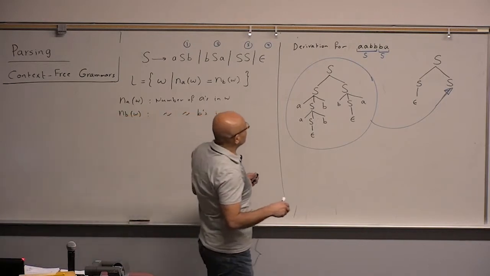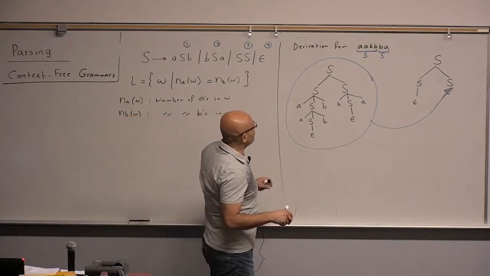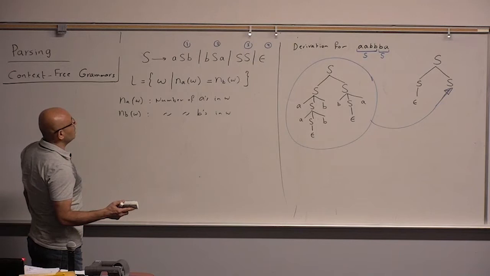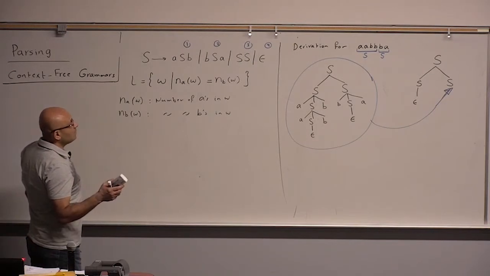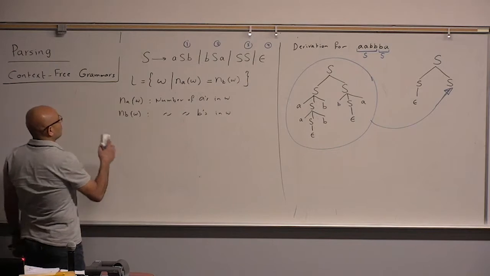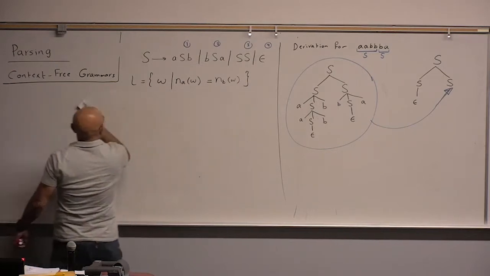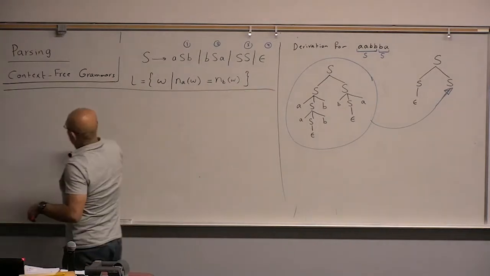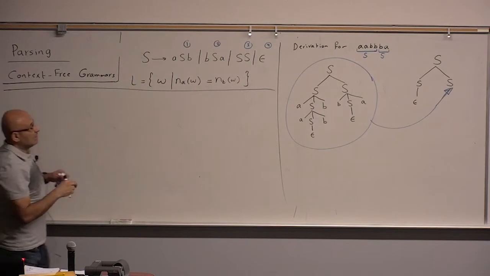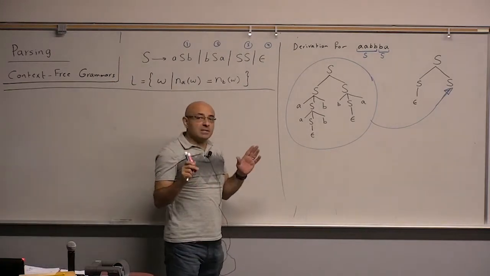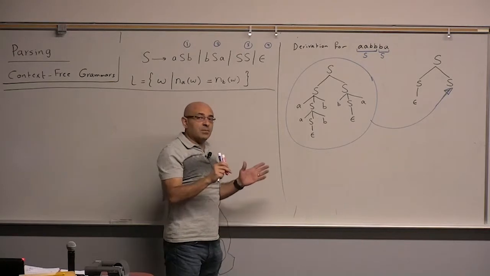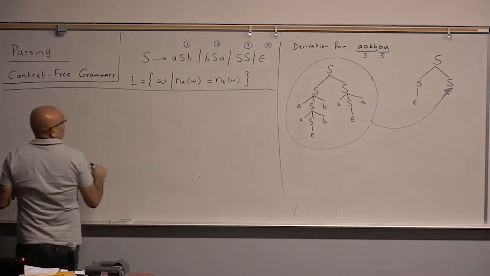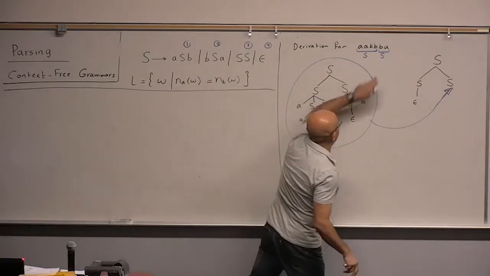Now, let's make the distinction between a leftmost derivation and a rightmost derivation. In a leftmost derivation, we make the substitution for the leftmost variable. In the rightmost, we make the substitution for the rightmost. What does this mean? Let's do the derivation for this again.